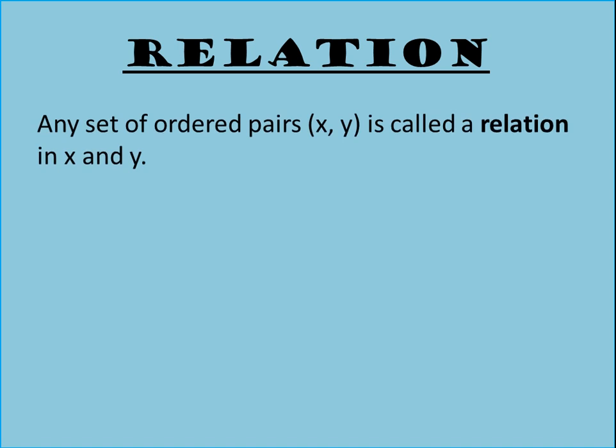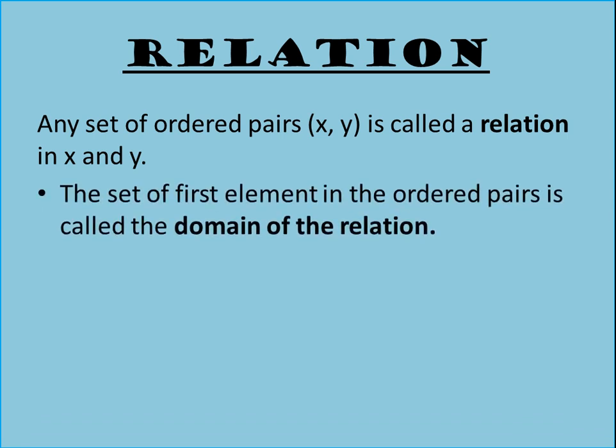So kagaya sa buhay, kung sinabi nating relation, kailangan merong isang tao na related sa isa pang tao. Okay. Any set of ordered pairs xy is called a relation in x and y. So if you have a collection of ordered pairs, kahit nag-iisang ordered pair lang siya, natatawag pa rin natin siyang relation kasi si x related pa rin kay y.